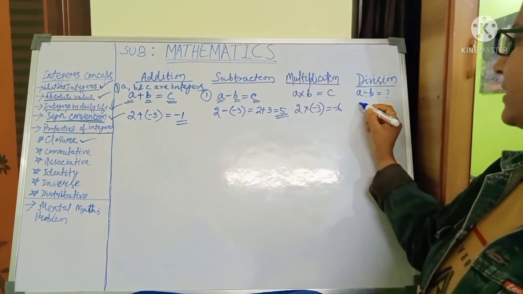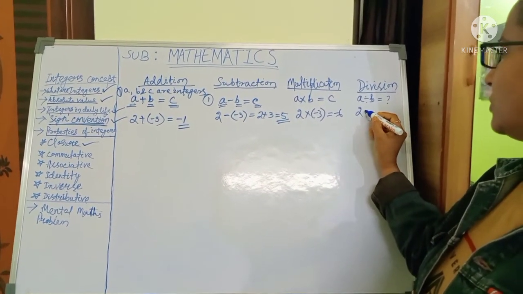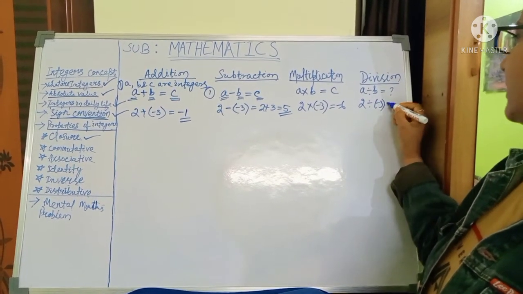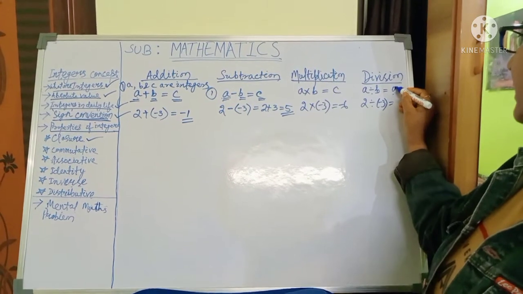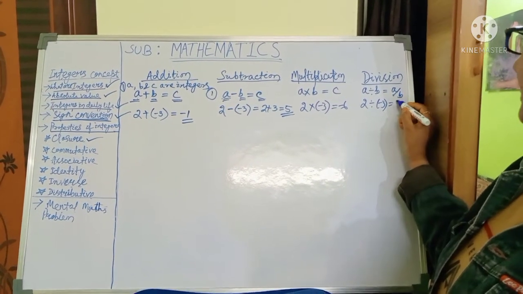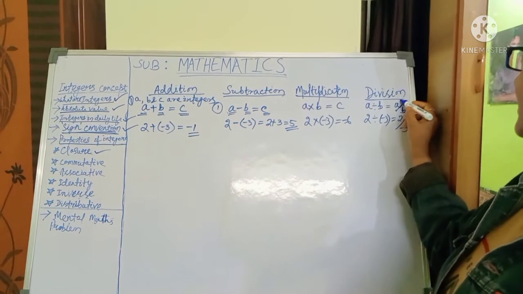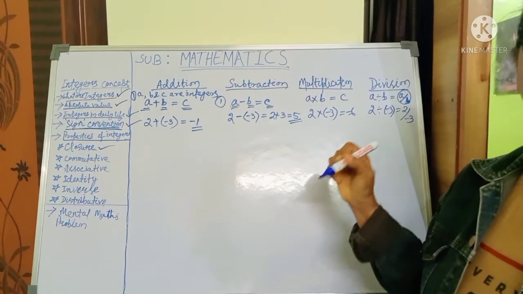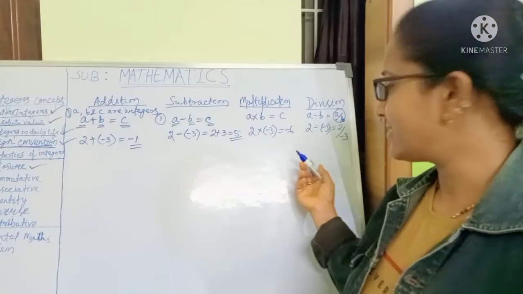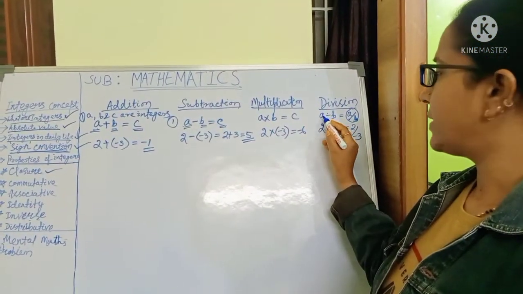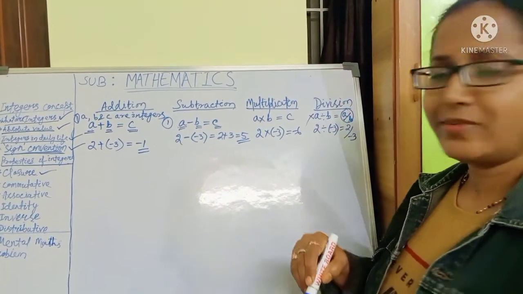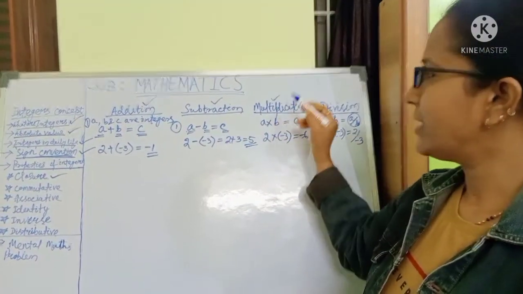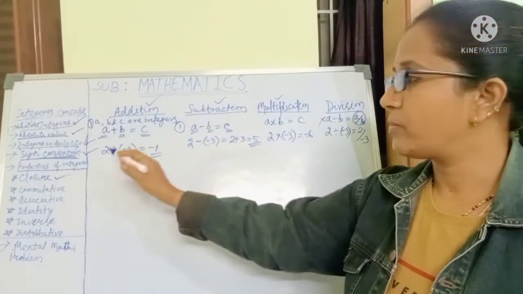If we take a as 2 divided by b equal to minus 3, we get a divided by b, which is 2 by minus 3. This a by b may be an integer, or it may be a fraction or rational number. So the closure property is not true for division. For addition, subtraction and multiplication, it is true. The closure property holds good.